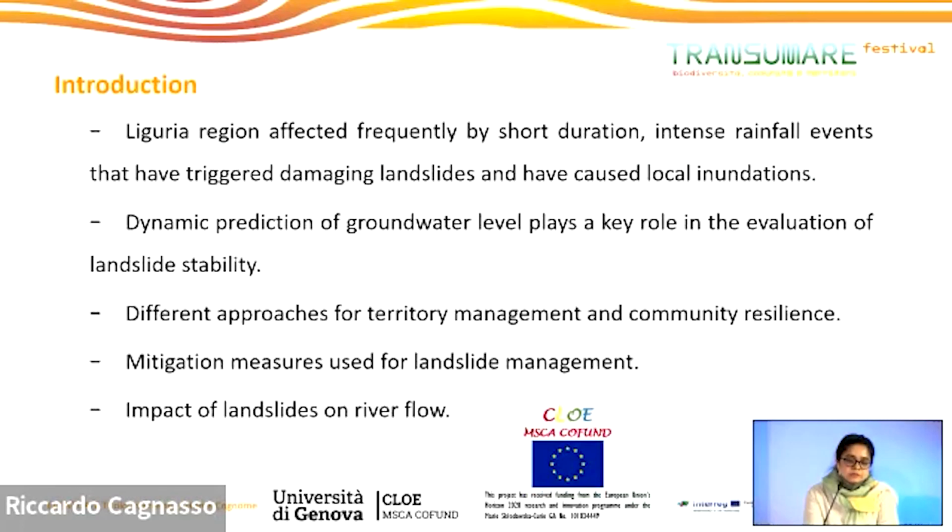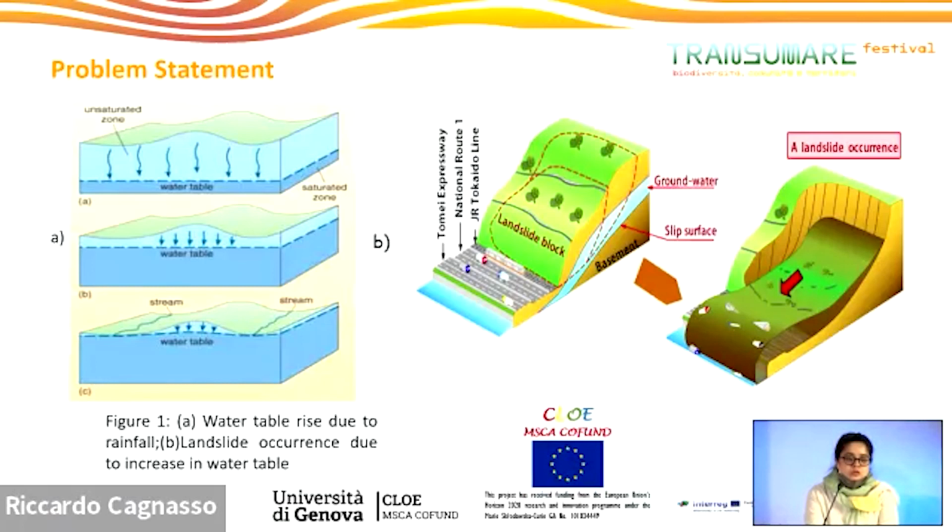There are some other different approaches for territorial management and community resilience in the topic of landslides. Also, after the analysis, we can look for the mitigation measures which a local community is already taking, or what we can add to these mitigation measures. We can also check the impact of landslides on river flow, either whether it changes the course of the river or pollutes the quality of the river flow or not. So the problem is mainly the rise of the water table due to the intense rainfall.